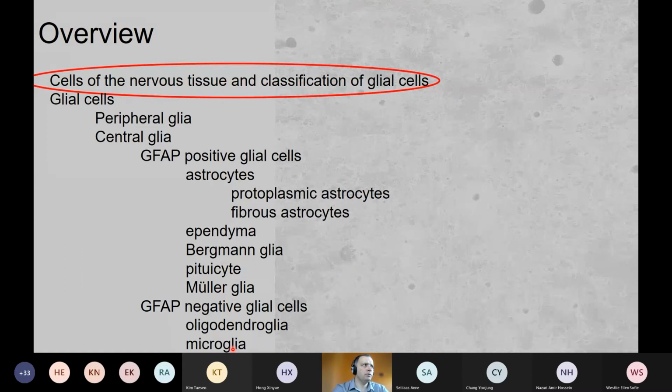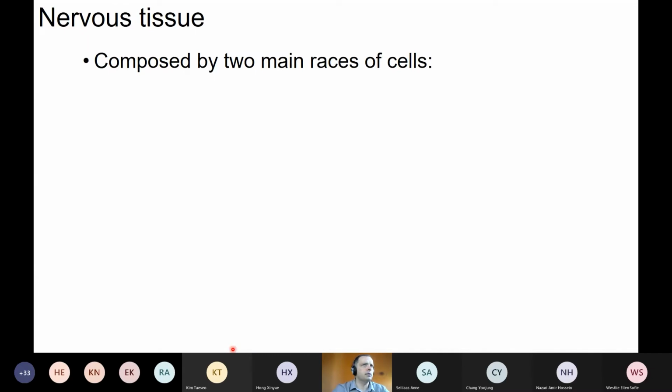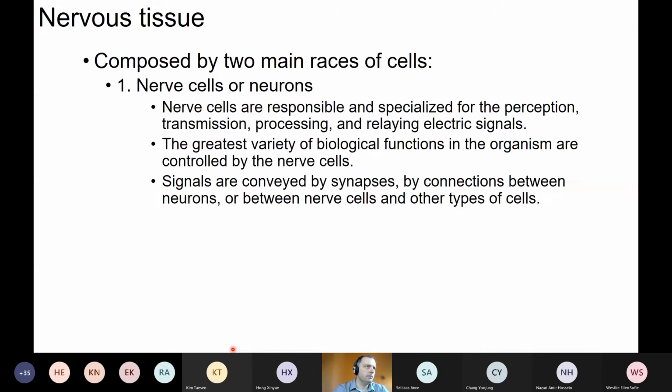I would immediately start with the cells of the central nervous system. This is not a new slide. You must know this already, that the nervous tissue is made up of two main families of cells. We have the nerve cells or neurons. This is what we did in the last lectures. I told you that their main function is to control the widest variety of biological functions in the human body, because they are specialized for the transmission, processing and relaying of electric signals. And this they do through synapses.